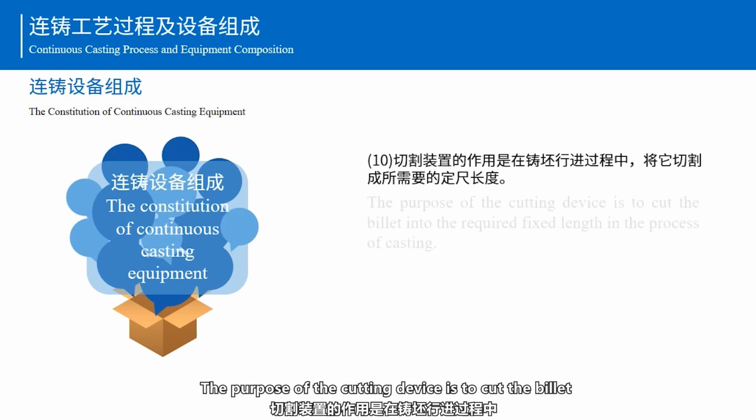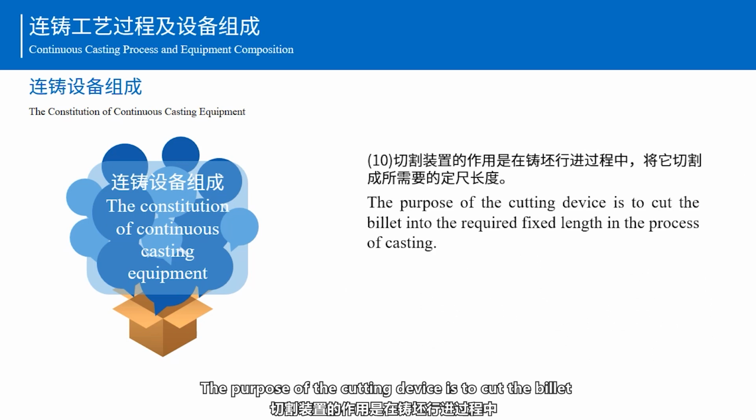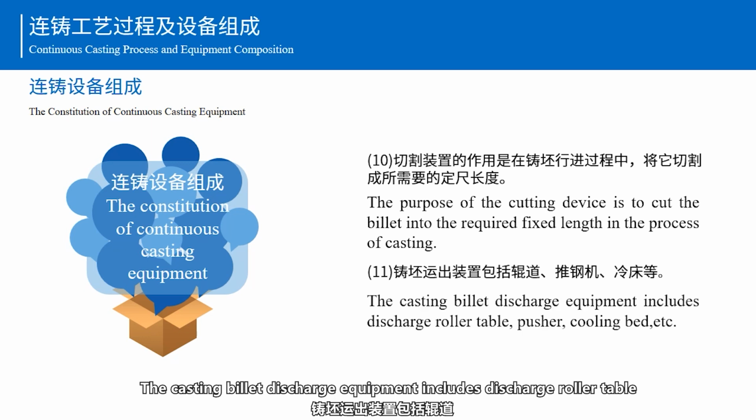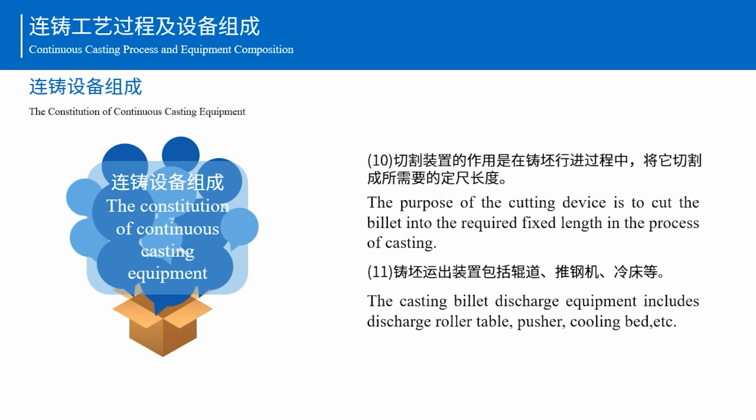The purpose of the cutting device is to cut the billet into the required fixed length during the casting process. The billet discharge equipment includes a discharge roller table, pusher, cooling bed, etc.